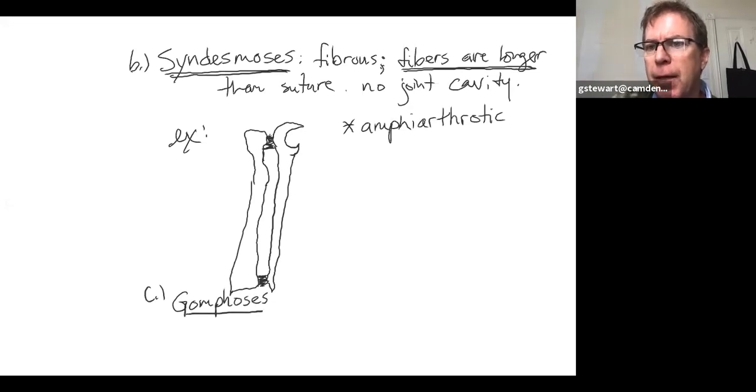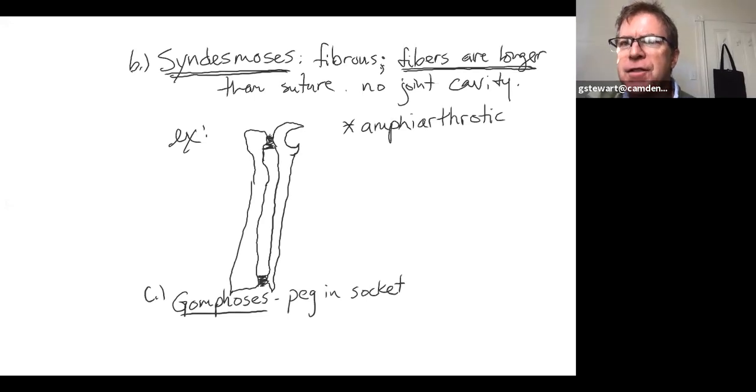This is just a peg and socket joint. Think of your teeth. It's similar to a syndesmosis. I think technically it's a type of syndesmosis joint, but gomphosis has its own subcategory, peg and socket. Just think of our teeth.